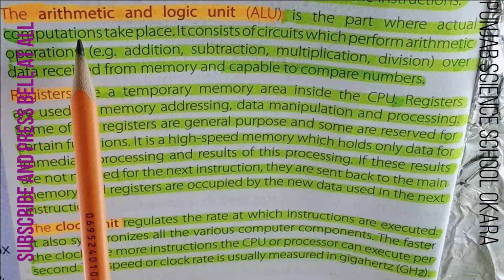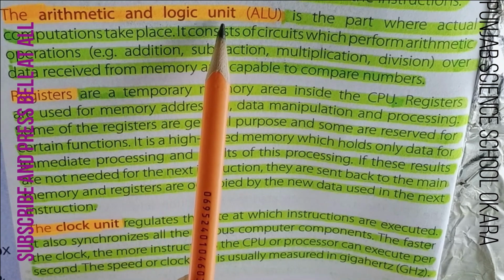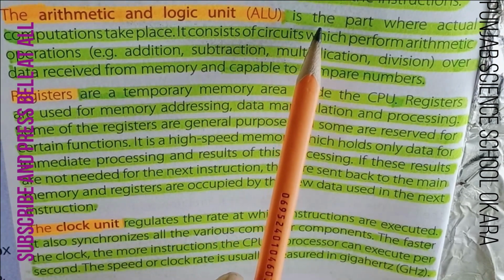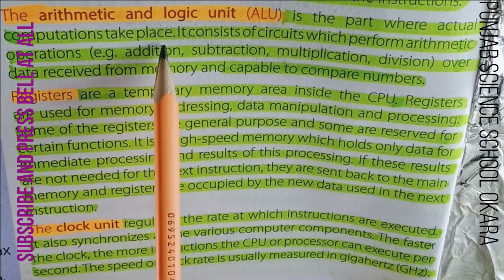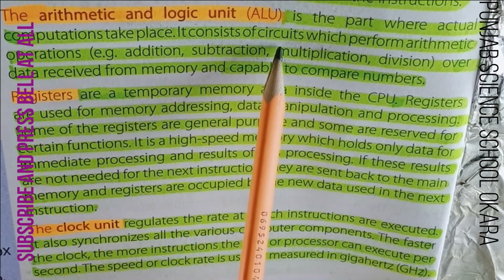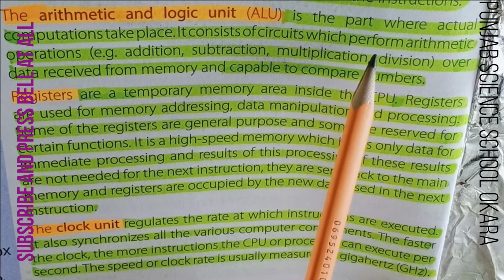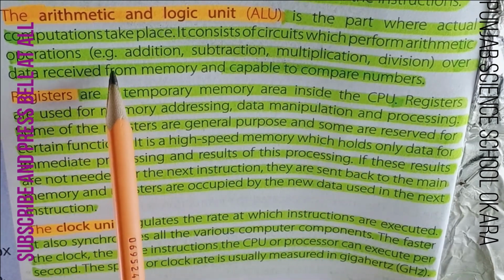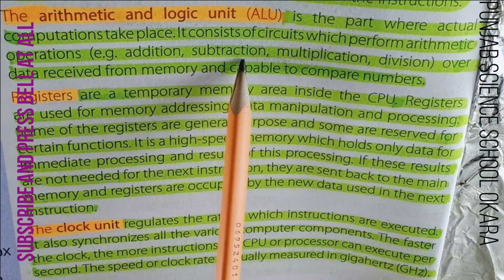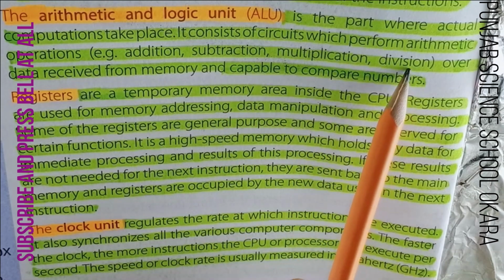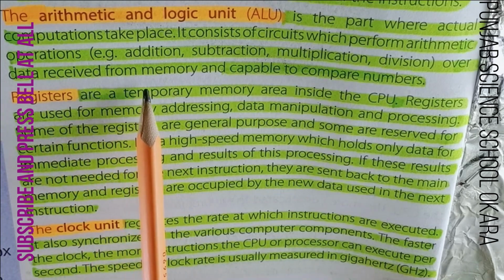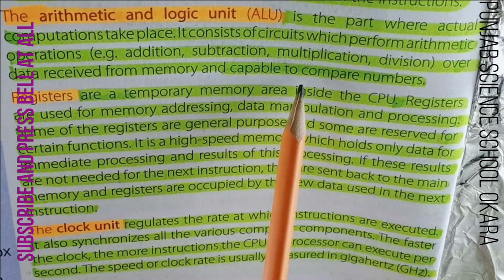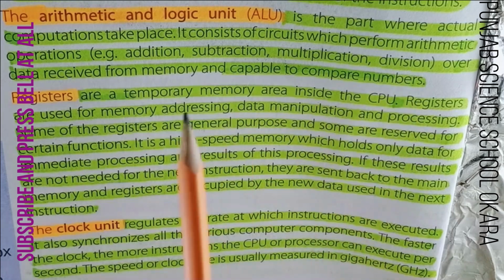Number 2, the arithmetic and logic unit, ALU, is the part where actual computations take place. It consists of circuits which perform arithmetic operations, e.g., addition, subtraction, multiplication, division, over data received from memory, and is capable of comparing numbers.